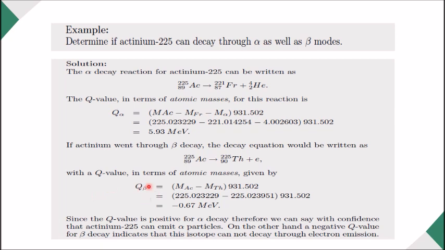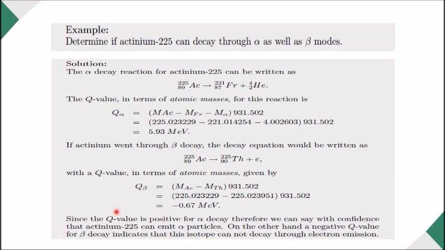For that, Q beta equals M actinium minus M thorium, times 931.502. Here also we are considering the atomic masses. So it will be 225.023229 minus 225.023951, multiplied by 931.502. Then we will get the resultant Q beta as minus 0.67 mega electron volts.